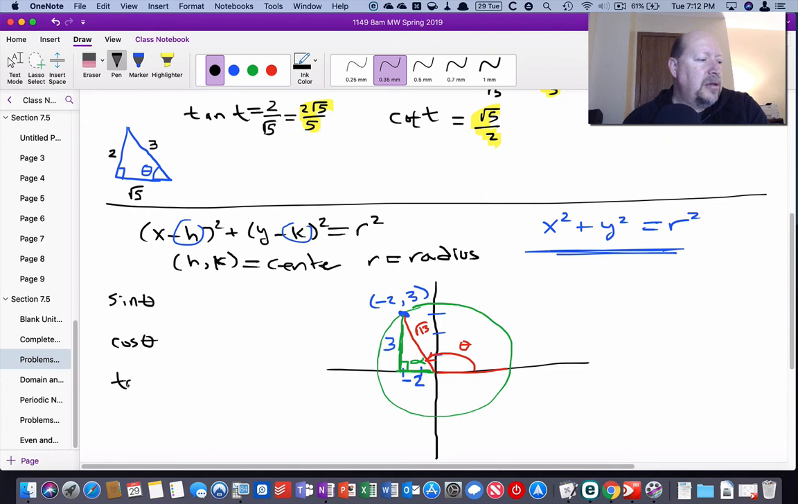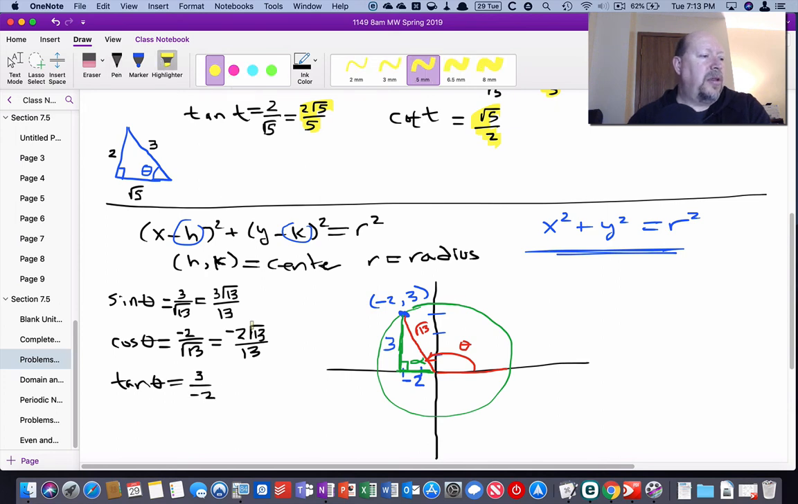So we've got sine, cosine, and tangent, right? And the sine of this would be 3 over radical 13, which, when we rationalize it, would be 3 radical 13 over 13. And then the cosine would be negative 2 over radical 13. And then rationalize that, it would be negative 2 radical 13 over 13. And then the tangent would be 3 over negative 2. And so these are the exact values for those first 3 trig functions for this angle theta.